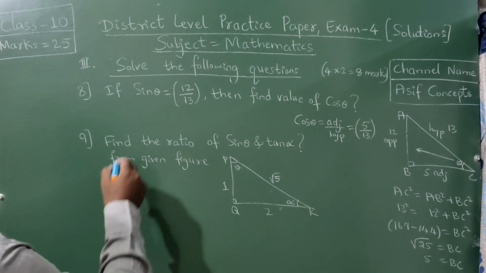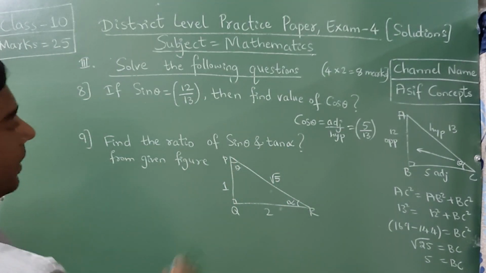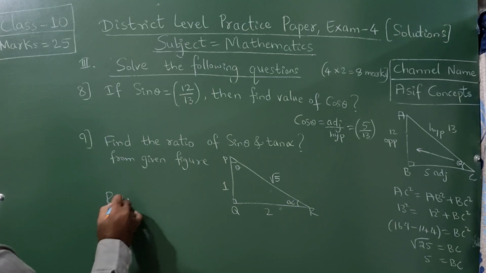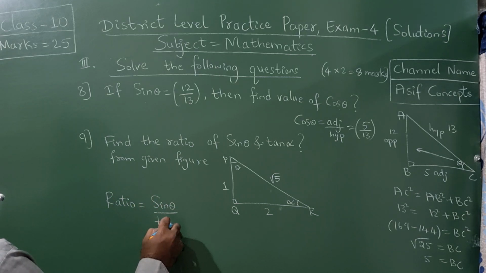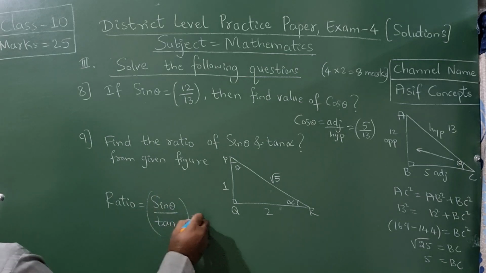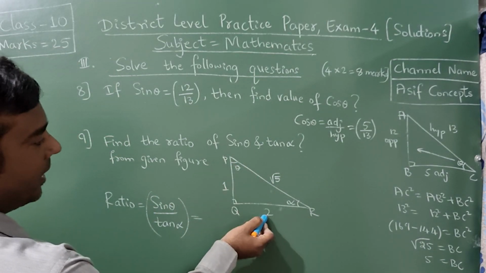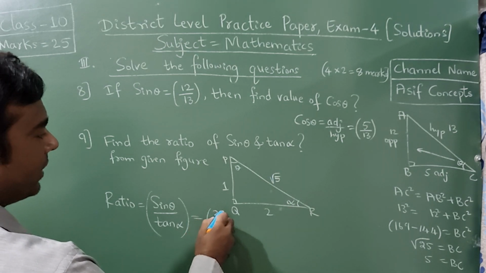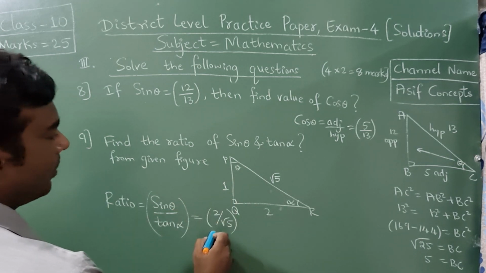Now 9th question is, find the ratio of sin theta and tan alpha from this given figure. Okay. Now I'm going to write here the ratio sin theta by tan alpha. Okay. Now theta is at P. So this will become opposite side and this will become hypotenuse. So I'm going to write here 2 by root 5 because of the sin theta formula.